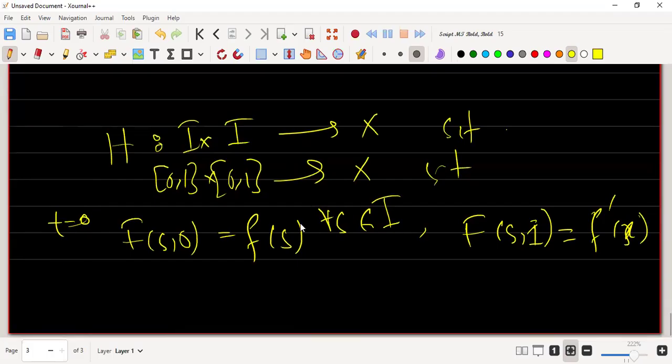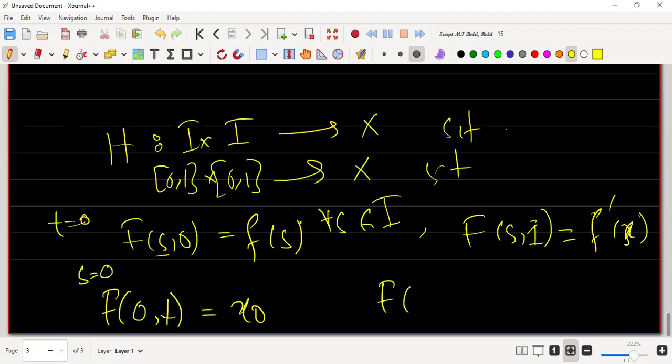Now if we fix s and change t, if we substitute s as 0, and for all t belongs to the interval [0,1], we get x naught. And if we substitute s is equal to 1 and vary t from 0 to 1, we get the final point.